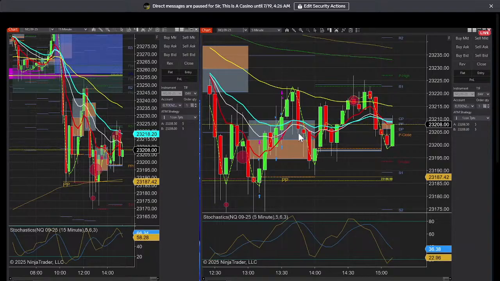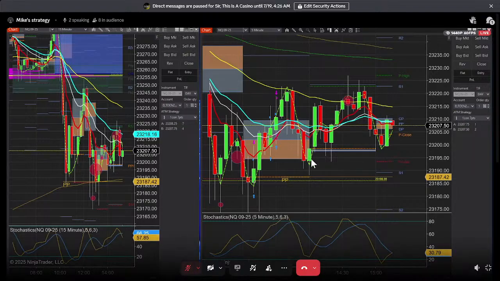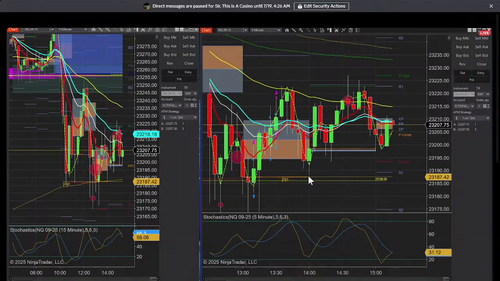You didn't want to enter here because we had blown through the 7 HMA. So you waited until we got back inside of it, and then you sell. And then see, it blows through it again and comes back up inside of it, whether it went down next or not.